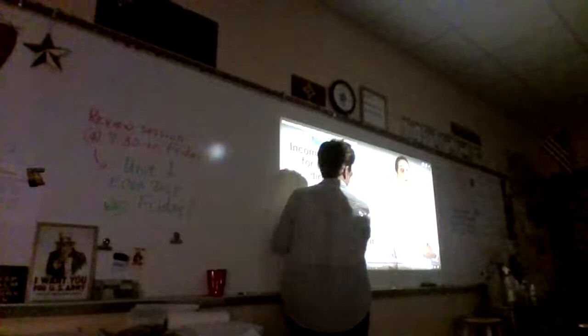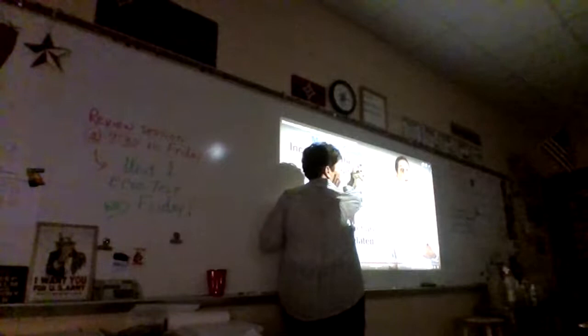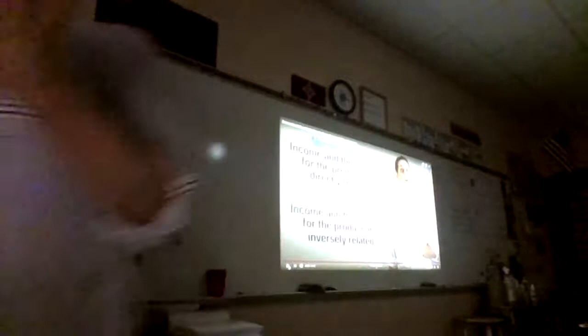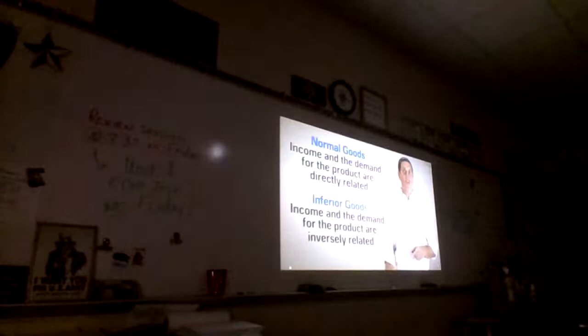So think of this as ground beef, and then think of this as steak. You get it? Depending on your income, I will shop more in this market or back and forth as people's income changes. Okay? You get it? All right. Last one. The question involves income. Make sure to read the question carefully to find out if it's a normal good or an inferior good.